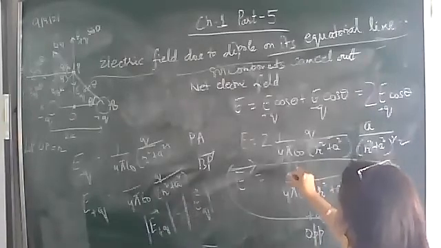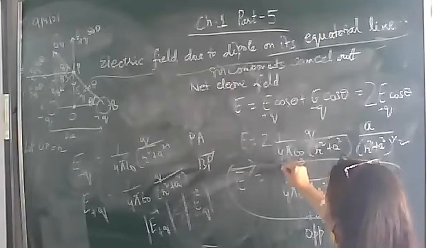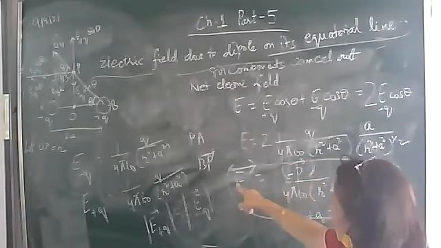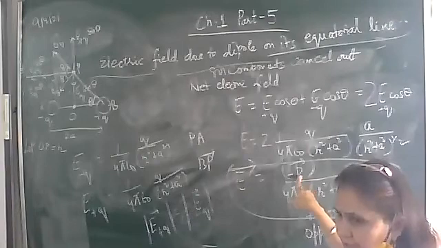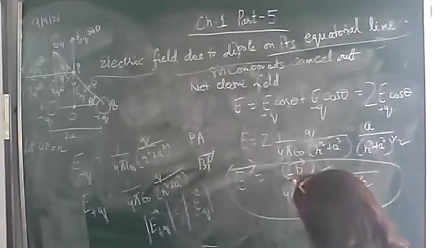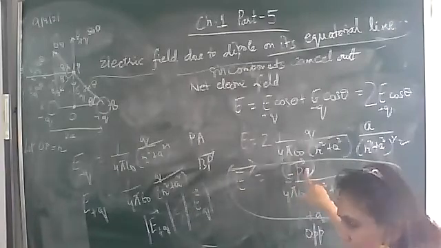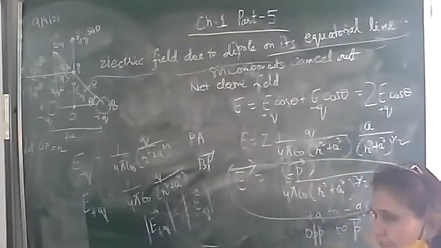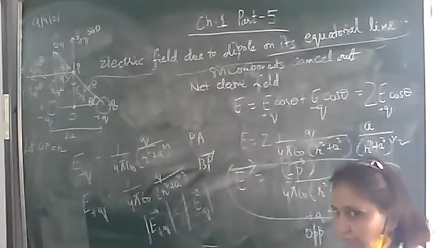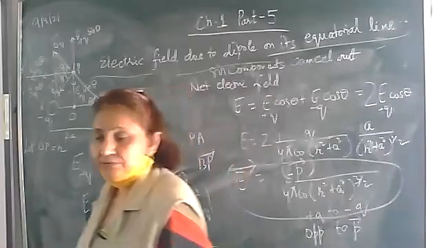Okay. So here you can write it like this also, minus P vector, that is the electric field, and P vector is in the opposite direction. Either you can write it like this or write here P only, then write down this is the direction. Note it down.